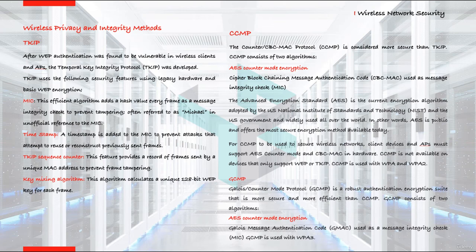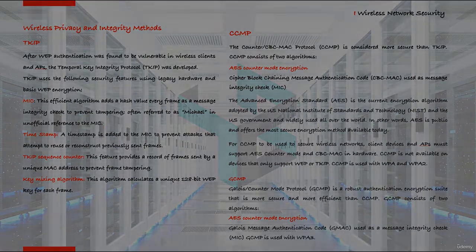The GCMP method is used in conjunction with WPA3, which is a more advanced version of CCMP. This uses AES counter mode and Galois Message Authentication Code.